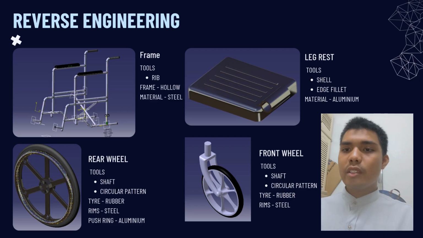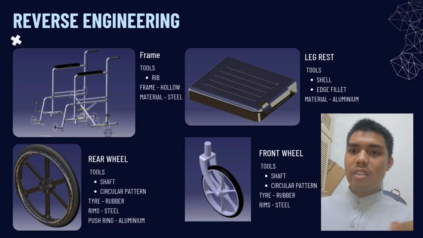Second one is the rear wheels. The rear wheels we can measure using a measuring tape because they are so big. The tire is made of rubber, the rims are made of steel, but the push ring we make with aluminium. So we can measure sometimes using a caliper and sometimes using a measuring tape.